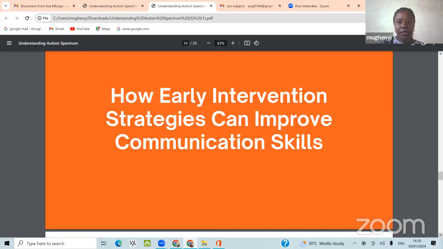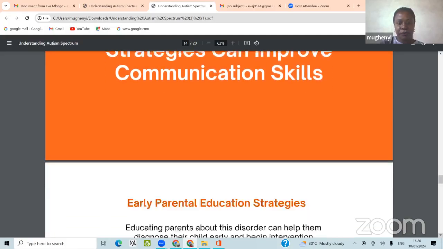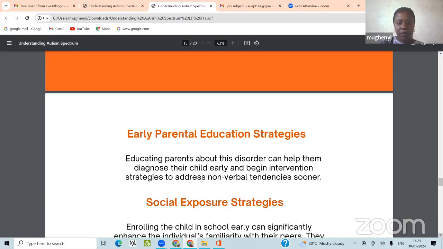Let us see how early intervention can improve communication skills in children with autism. When we talk about early intervention, it means to take action against the problem of the pupil with autism earlier, so that the problem or the disability does not occur, or even if it occurs, it will not be as severe as it would have been without early intervention.